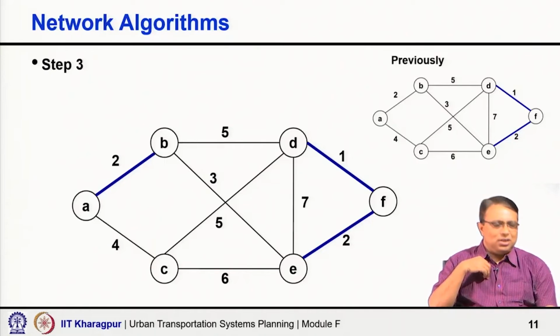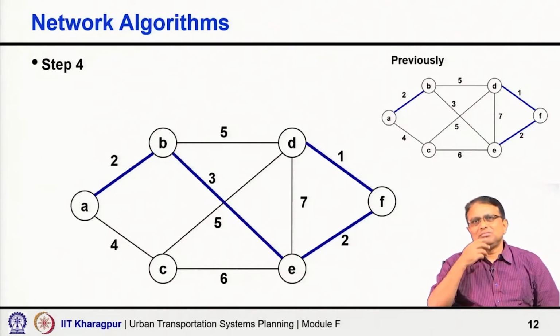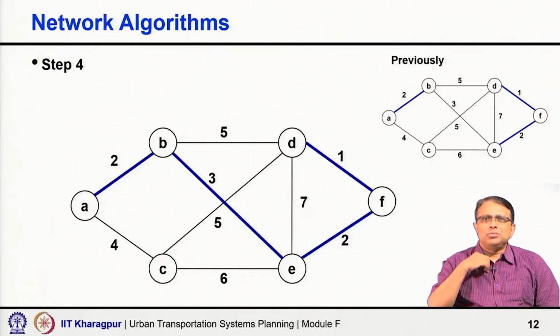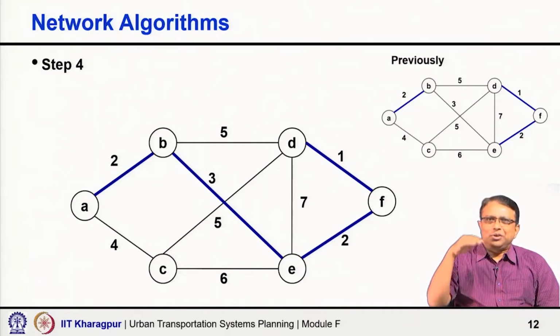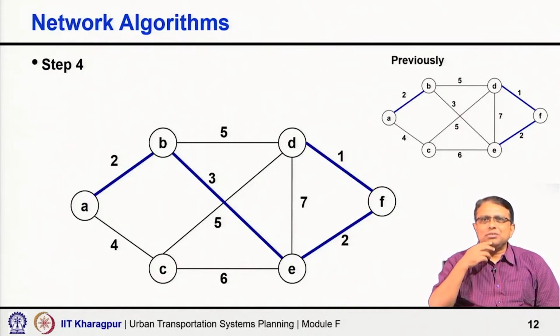Then the next one is B to E, yes, again no loop. Now, next one in that order, what would be the next link? A to C, cost is 4.